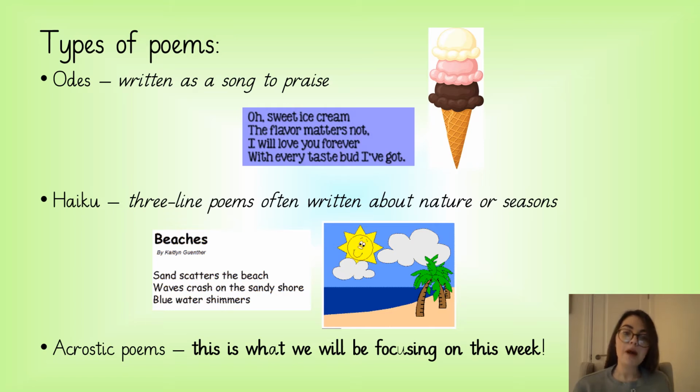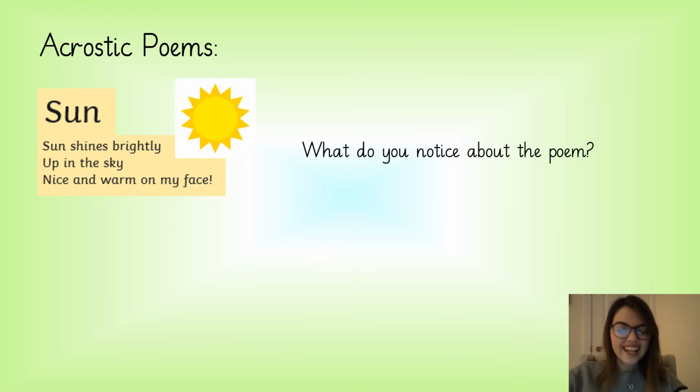Now there is another type of poem called an acrostic poem, and this is what we are going to be focusing on this week in our lessons. So let's take a closer look at some of our acrostic poems then, Year 1ers. These are the ones we're going to focus on for the rest of this week. On your screen you can see an example of an acrostic poem. The title of the poem is Sun. Listen carefully to the poem. Sun shines brightly up in the sky, nice and warm on my face.